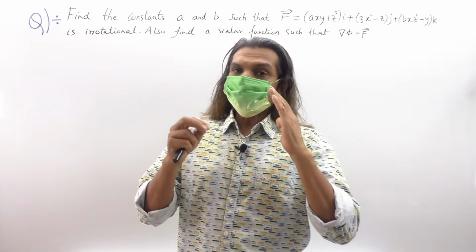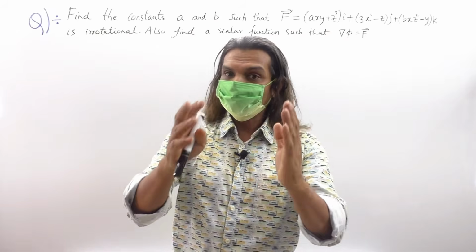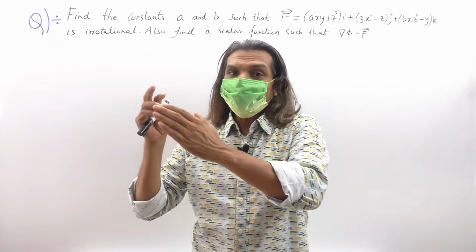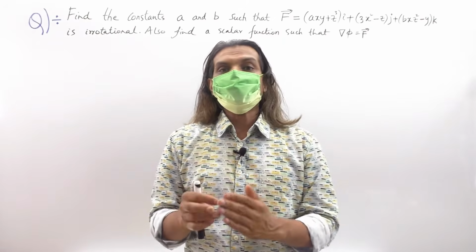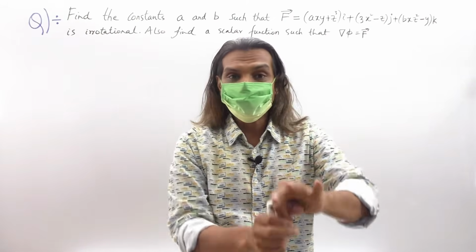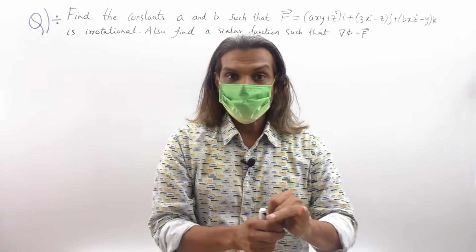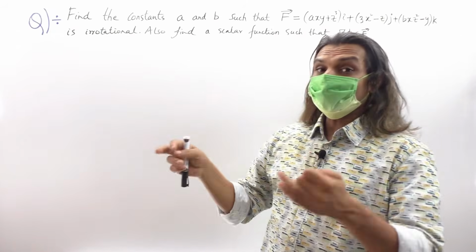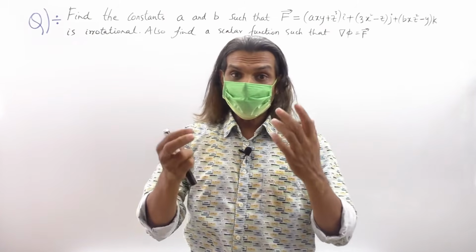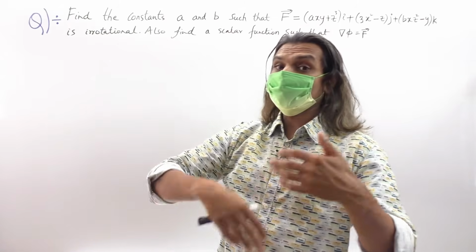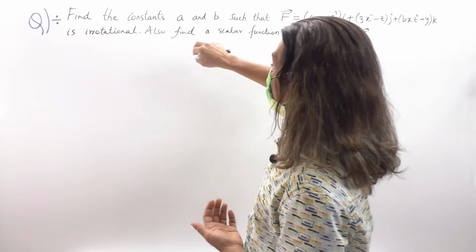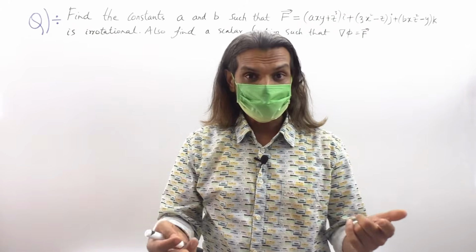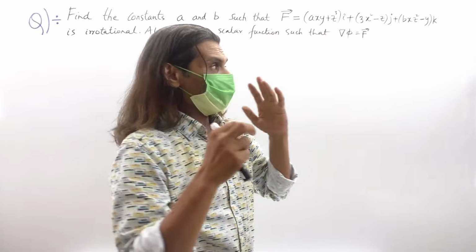The question need not say irrotational or scalar function. As you know, when del cross f is equal to 0, the vector field is said to be irrotational, a conservative field or a potential field, and phi is called the scalar function or scalar potential. So in the question, instead of irrotational, they can say conservative field or potential field, and instead of scalar function phi, they can mention scalar potential. Everything is the same. So let's start this question now.